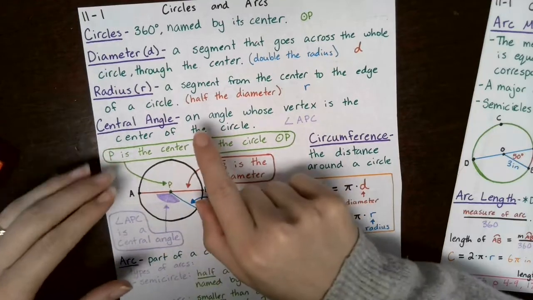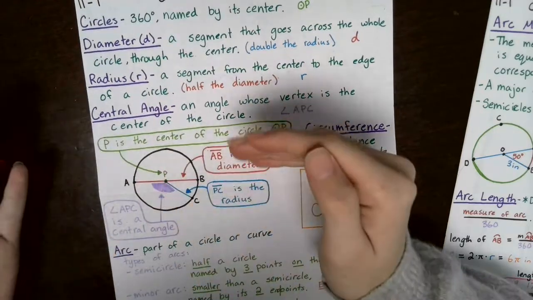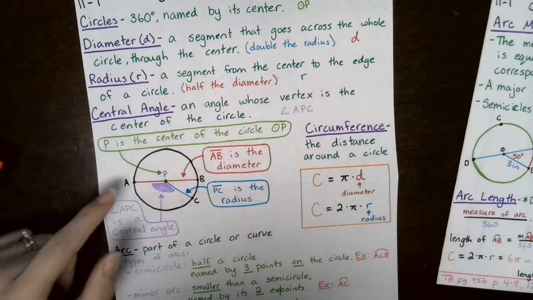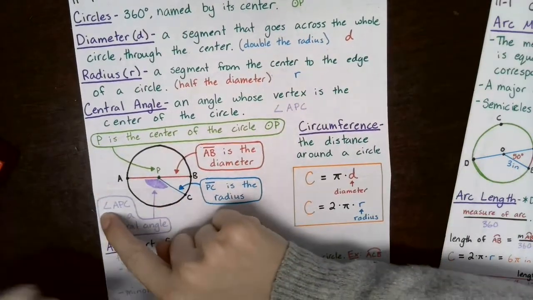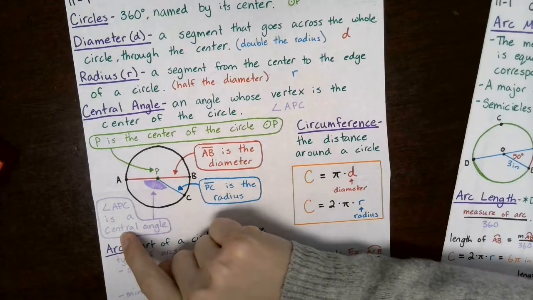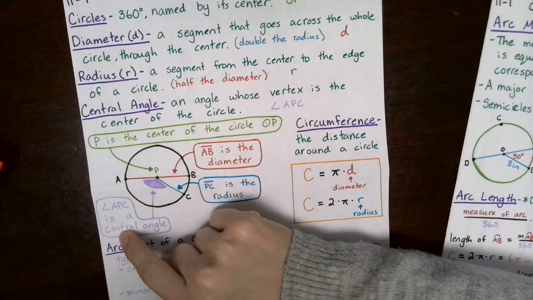So central angle is an angle whose vertex is the center of the circle. That makes sense. P is the center of the circle, so angle APC, we have the little angle thing here, is a central angle, okay?